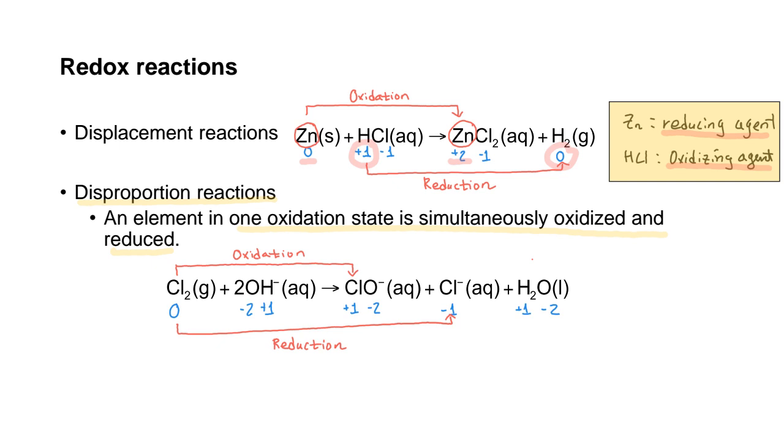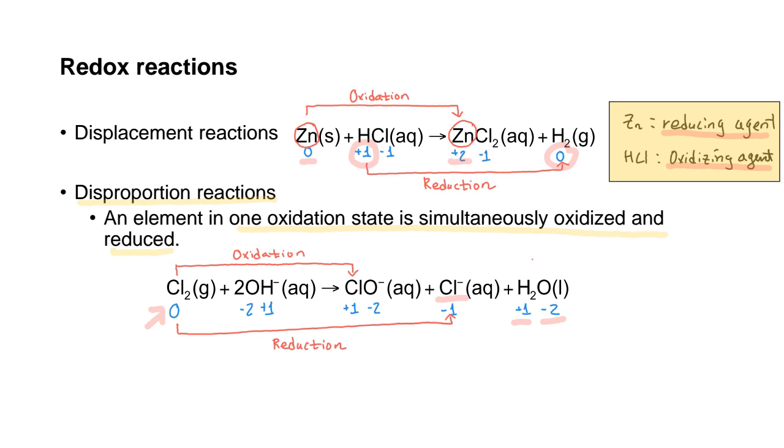a disinfectant treatment. So if we determine the oxidation number of chlorine in the chlorine molecule, it must be 0. And the oxidation number of oxygen in the OH minus ion is -2, and hydrogen is +1. Then in the ClO minus ion, which is the hypochlorite ion, the oxidation number of chlorine is +1, oxygen is -2, and the chloride ion is -1. The oxidation number of hydrogen in H2O is +1. The oxidation number of oxygen is -2.